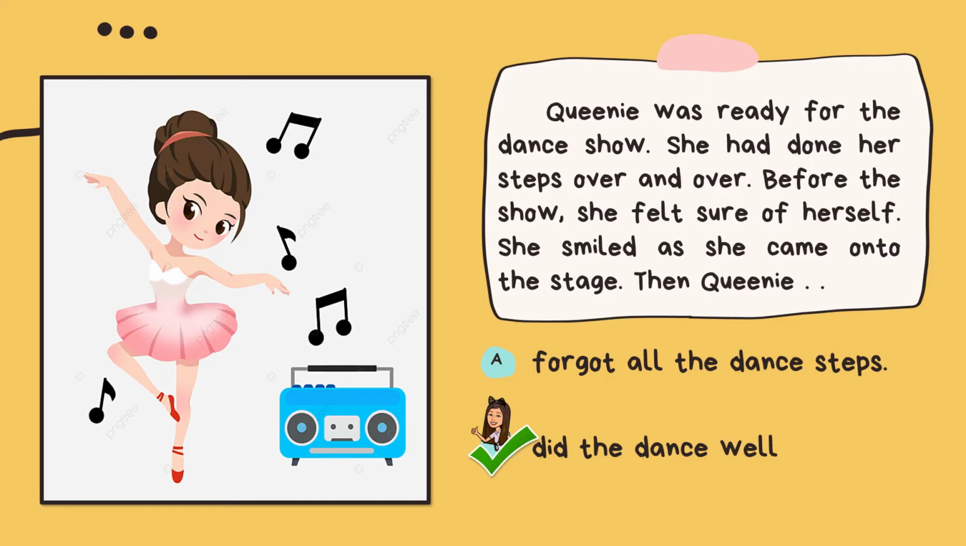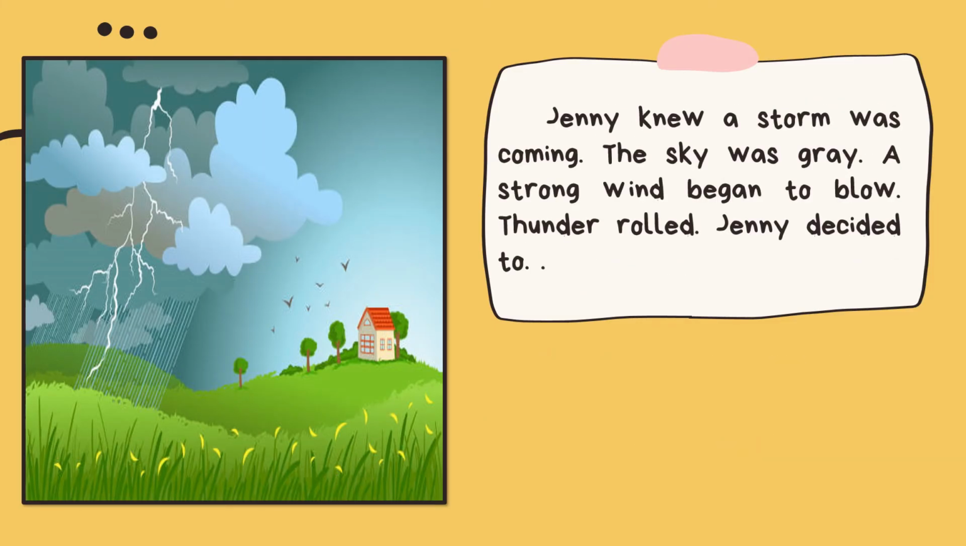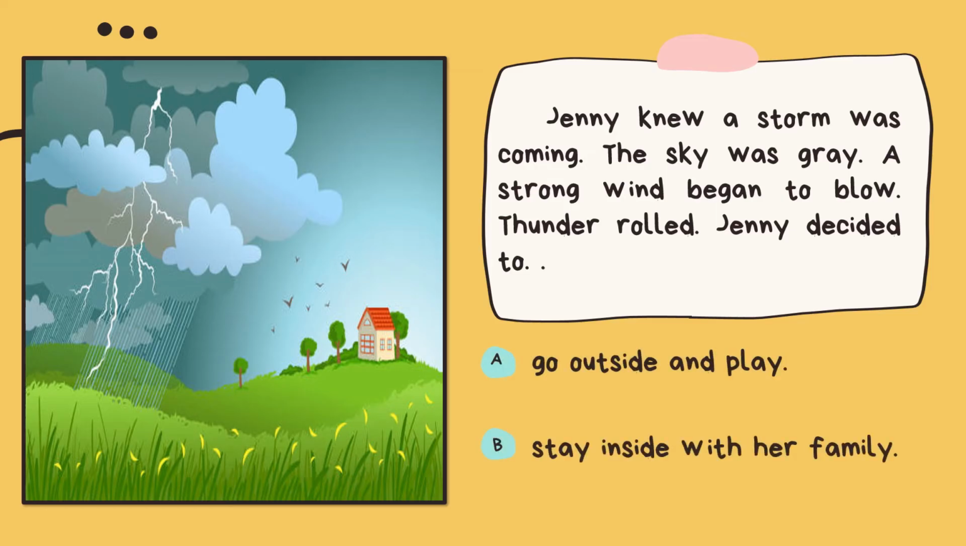It's letter B. And for the last number, Jenny knew a storm was coming. The sky was gray. A strong wind began to blow. Thunder rolled. Jenny decided to A, go outside and play, or letter B, stay inside with her family. The correct answer is, that's right, it's letter B.